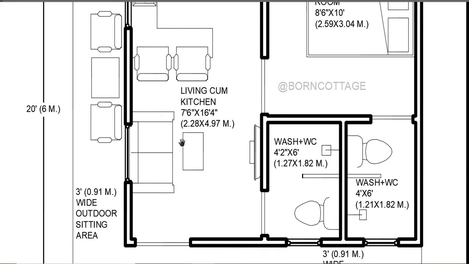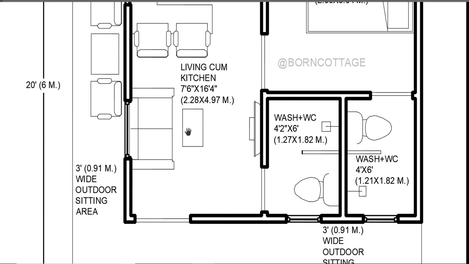So we have a living cum kitchen area. The size of the living cum kitchen area is 7 feet 6 inches into 16 feet 4 inches, in meter 2.28 into 4.97 meter. You can see here the sofa arrangement, tea table arrangement, and also in the front wall we have a TV unit arrangement. After that we will go inside.